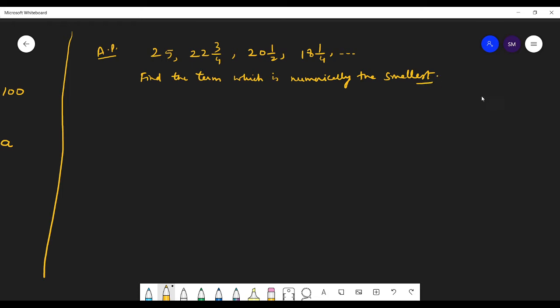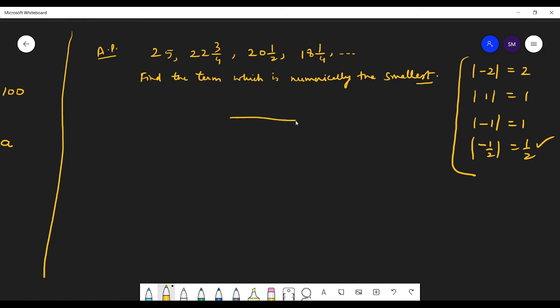What does this mean? Suppose you have the numbers -2, 1, -1. Numerically means I am only concerned about the number, not the sign, only the magnitude. Suppose you also have -1 by 2. So which is smallest out of all these, students? 1 by 2.